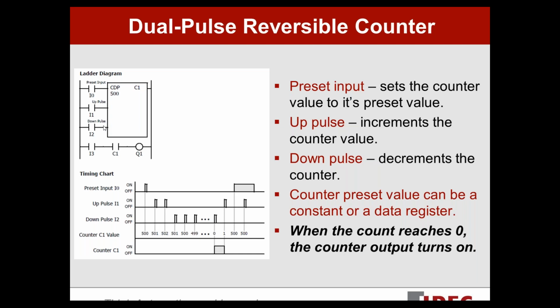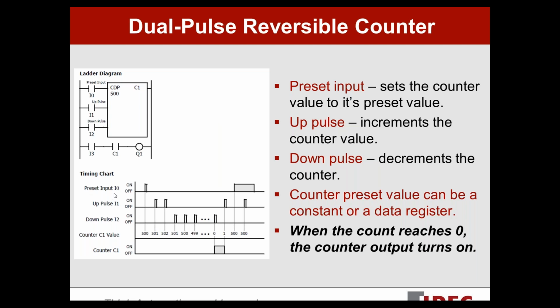Just like before, we've got a little bit of logic down below. This is showing whenever input 3 turns on and counter 1 is true, then the output turns on. Now, the dual pulse reversible counter is a little different in that the counter is true whenever the count reaches a value of 0. So let's take a look at this timing diagram.